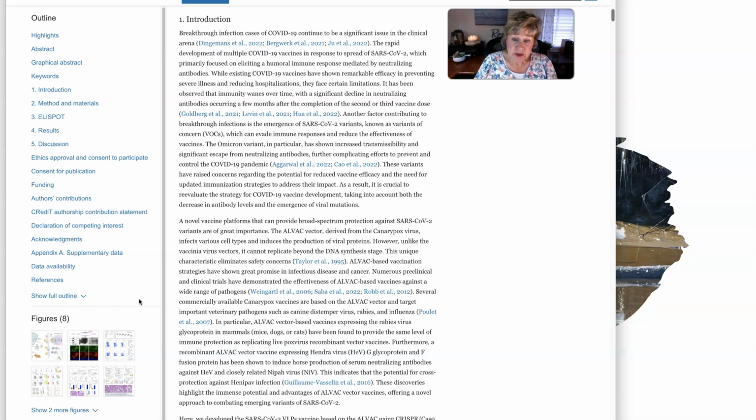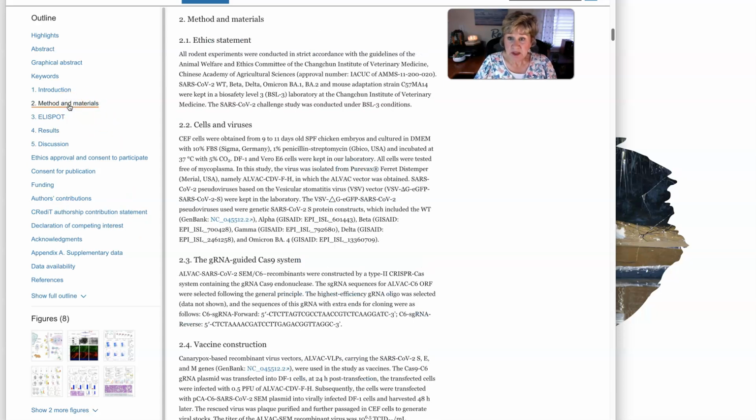So the introduction is really important. The question that will be asked in this particular research will be contained in this section too. Methods and materials. This is how the experimentation was done. There has to be enough information here for anybody to replicate the experiments that were done.